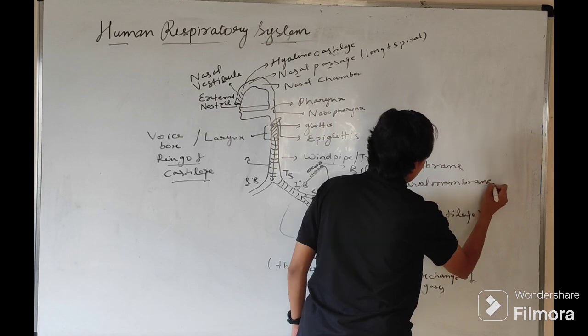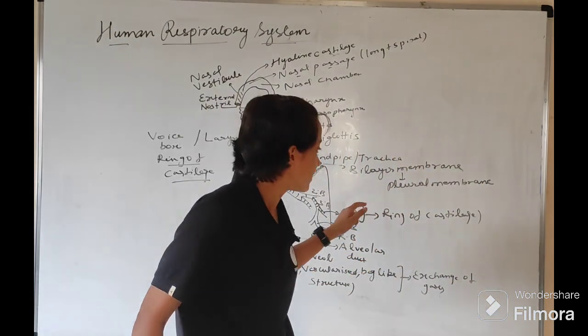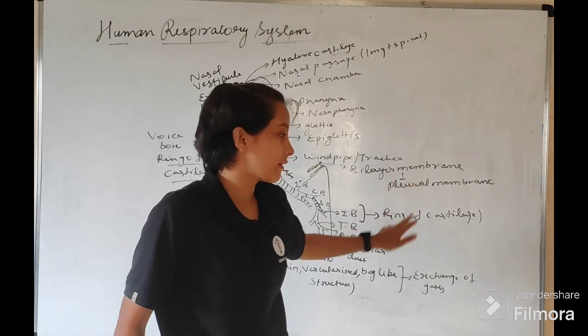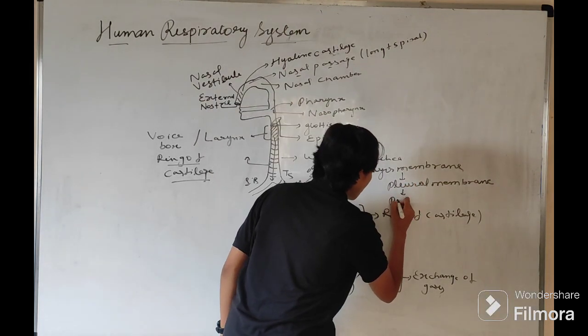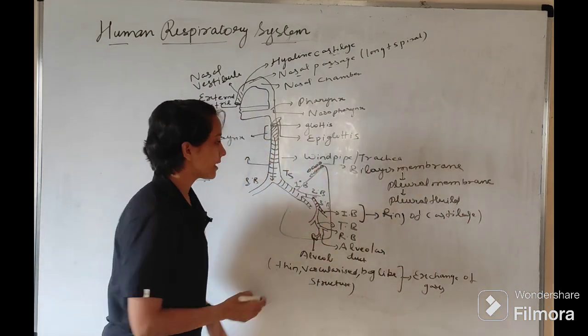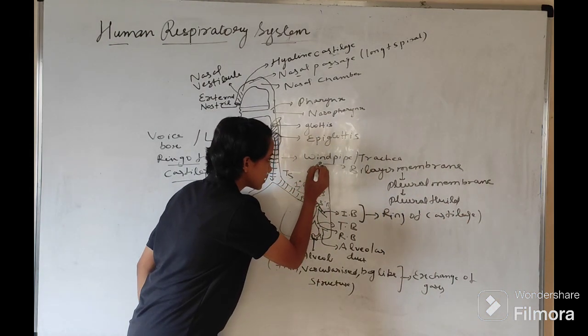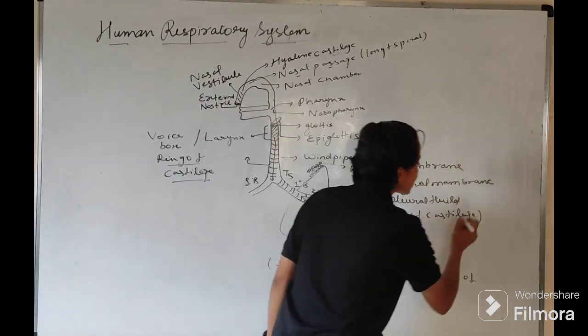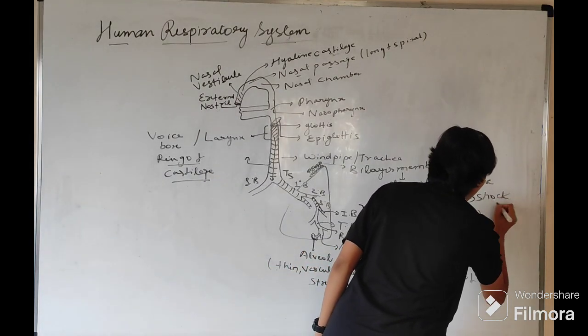And this pleural membrane has a fluid inside it. The fluid present in between this pleural membrane is known as our pleural fluid. Clear? This is the membrane, and in between, the fluid is present. This fluid is known as our pleural fluid. What is the role of this pleural fluid? This pleural fluid is basically acting as a shock absorber. What do we mean by the term shock absorber?